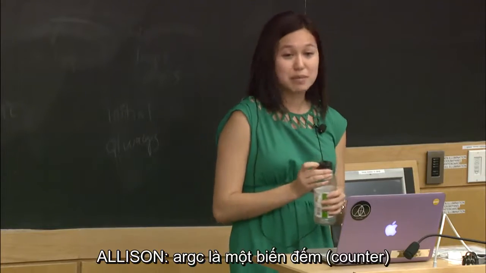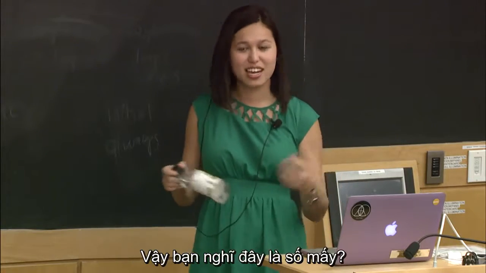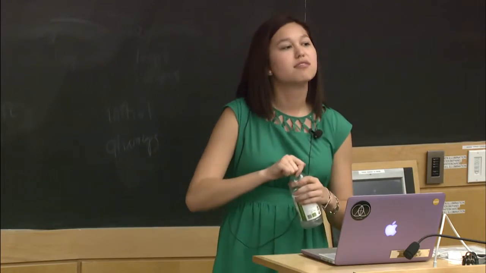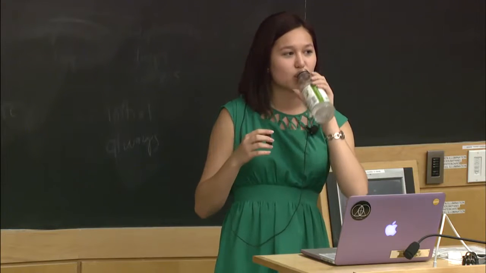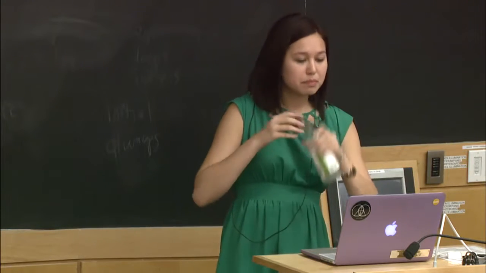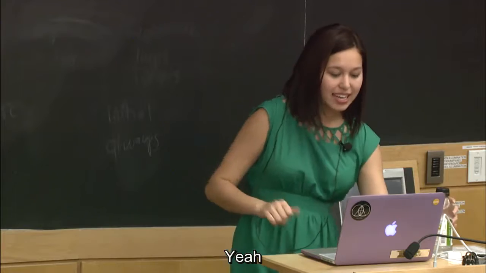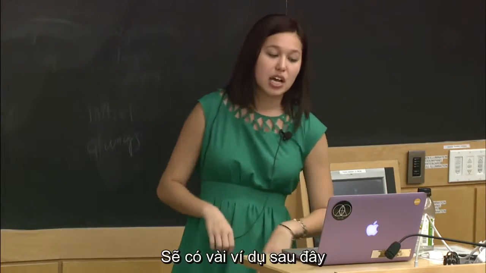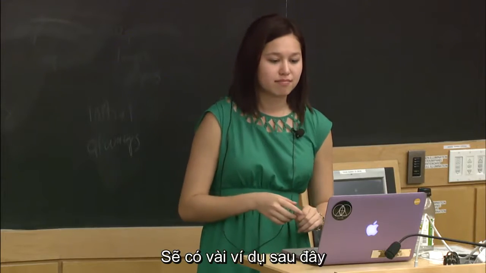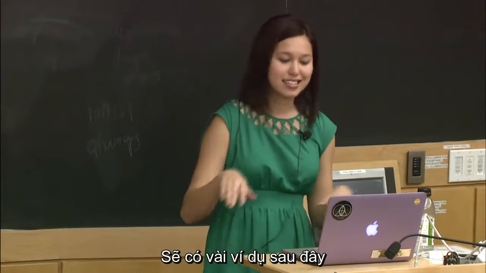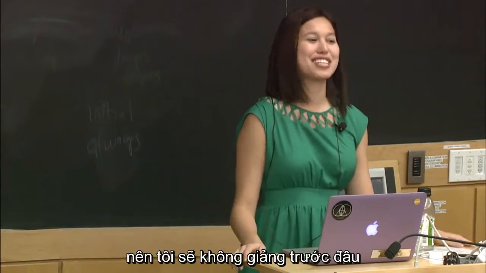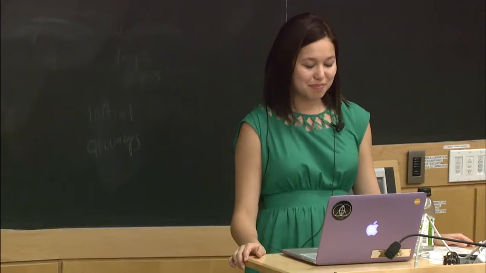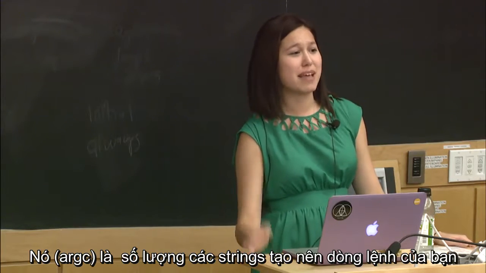So argc keeps a counter. It's an int. It's a number, right? So what do we think that number is of? Yeah, so argc is the number of strings that make up the command line. There are examples after this, so I won't get ahead of myself. It's a number of strings that just make up your command line.